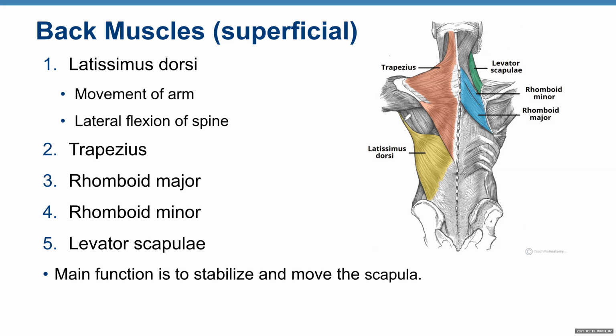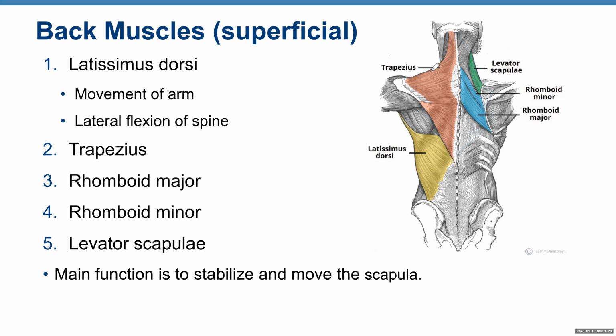Latissimus dorsi, this muscle right here. So that's a muscle. Movement of arm and lateral flexion of spine. Trapezius, this muscle on the top.